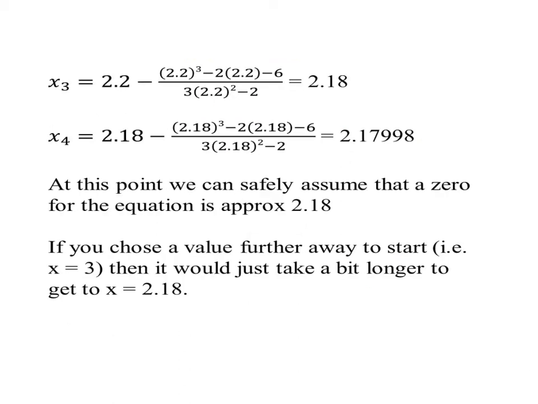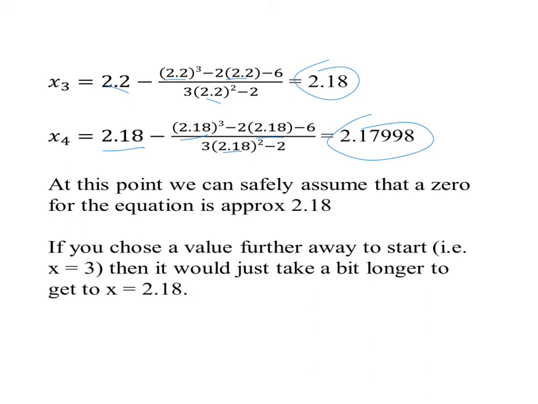So this third calculation, you can see now I have 2.2 in all of the x locations, and we're getting an answer of 2.18. Do it one more time with 2.18, and you can see we're getting pretty accurate at this point. So our final answer of 2.17998 gives you an even better answer.